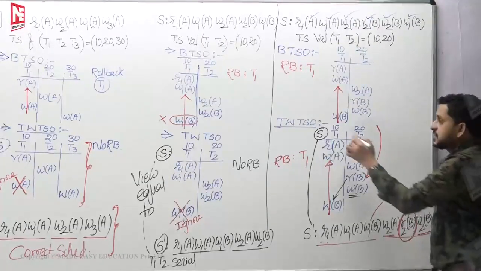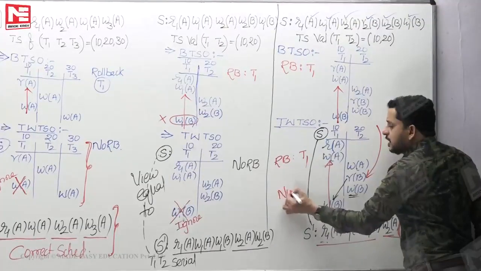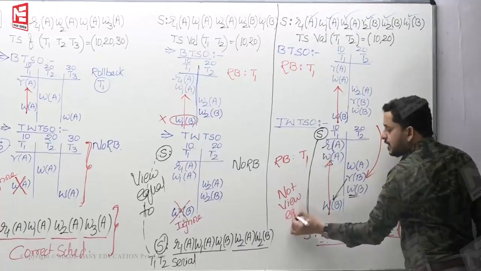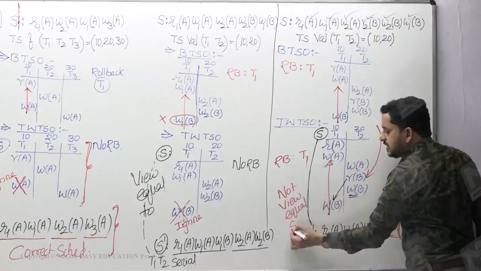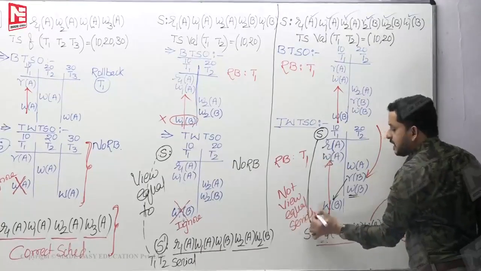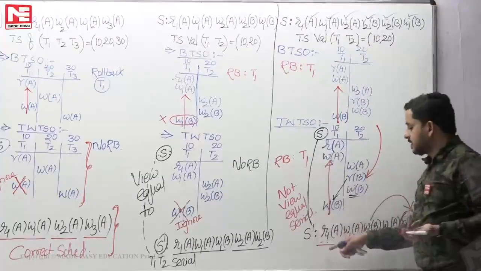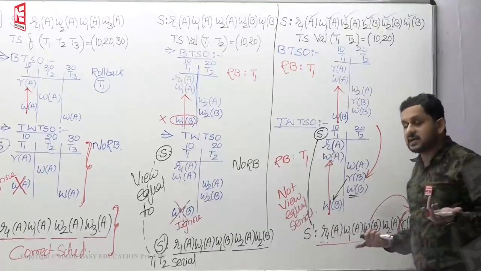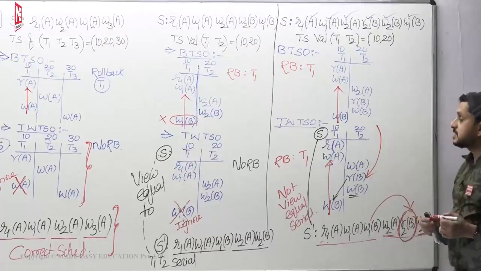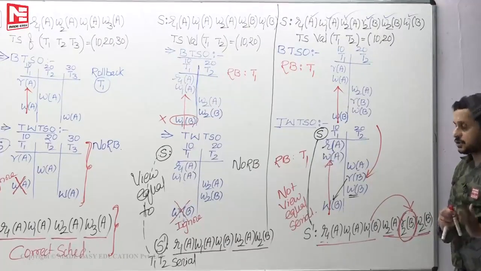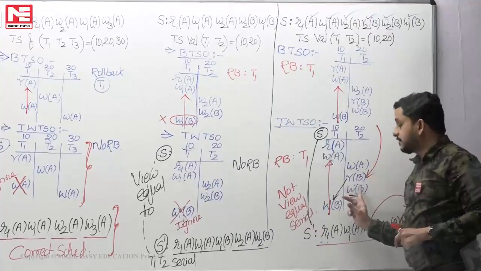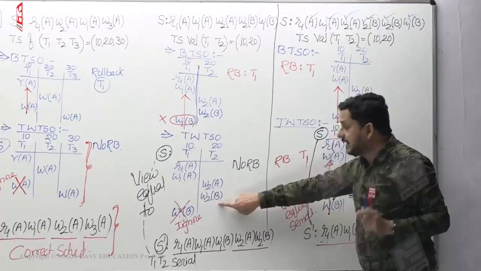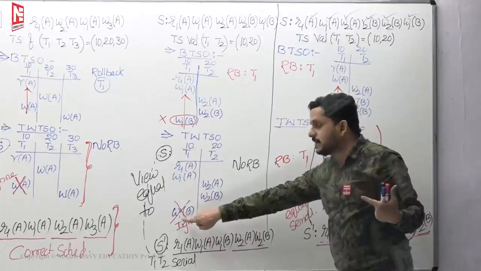So the schedule is not view equal to the serial based on timestamp. Since the result is not view equal to the serial based on timestamp, the Thomas write rule of timestamp ordering also does not allow it. What is the difference between this question and the previous question? In the previous question, T2 did only write B, so the T1 write of B is ignored.